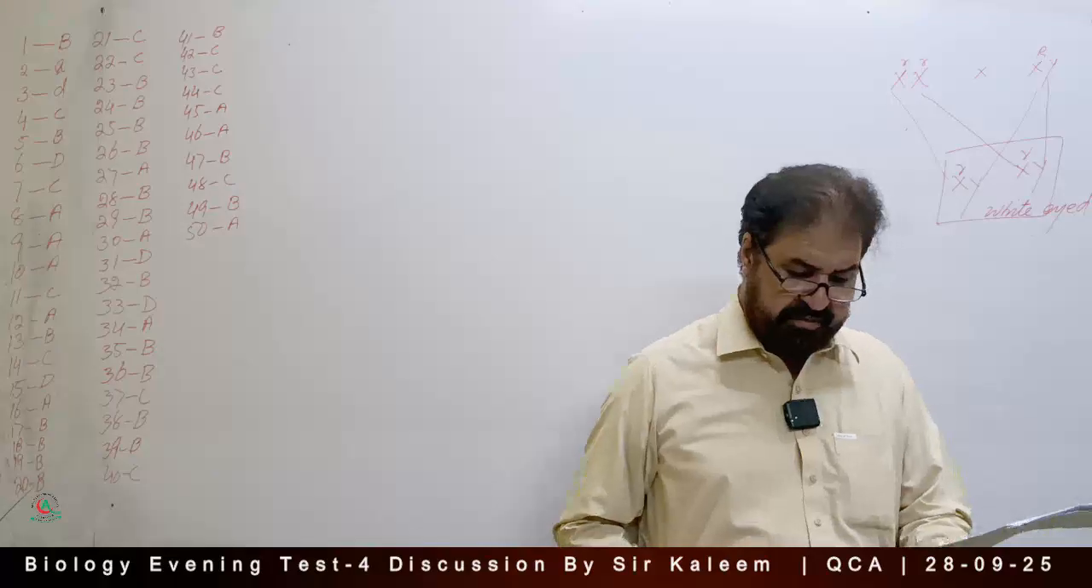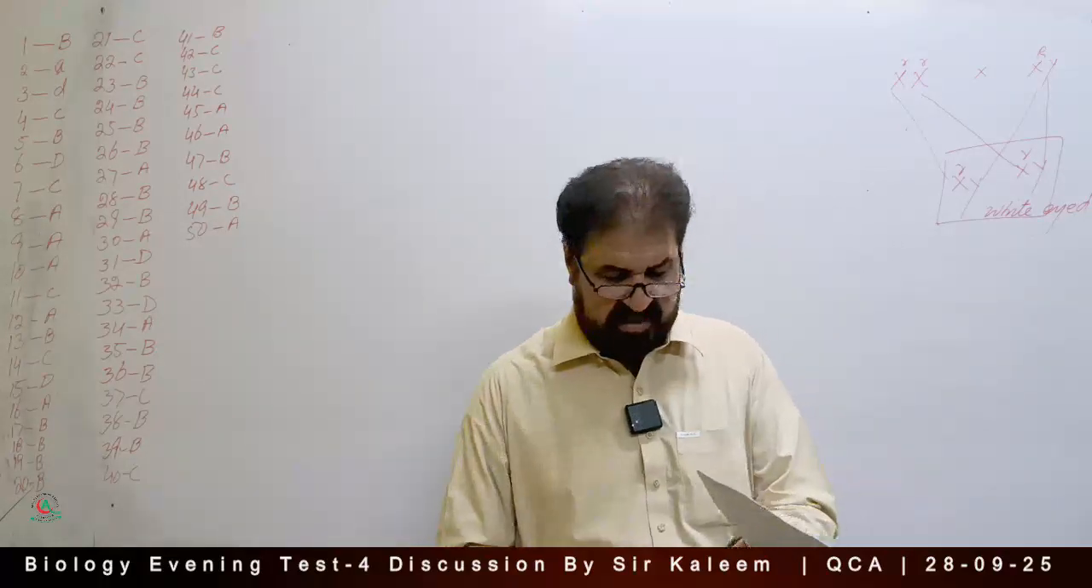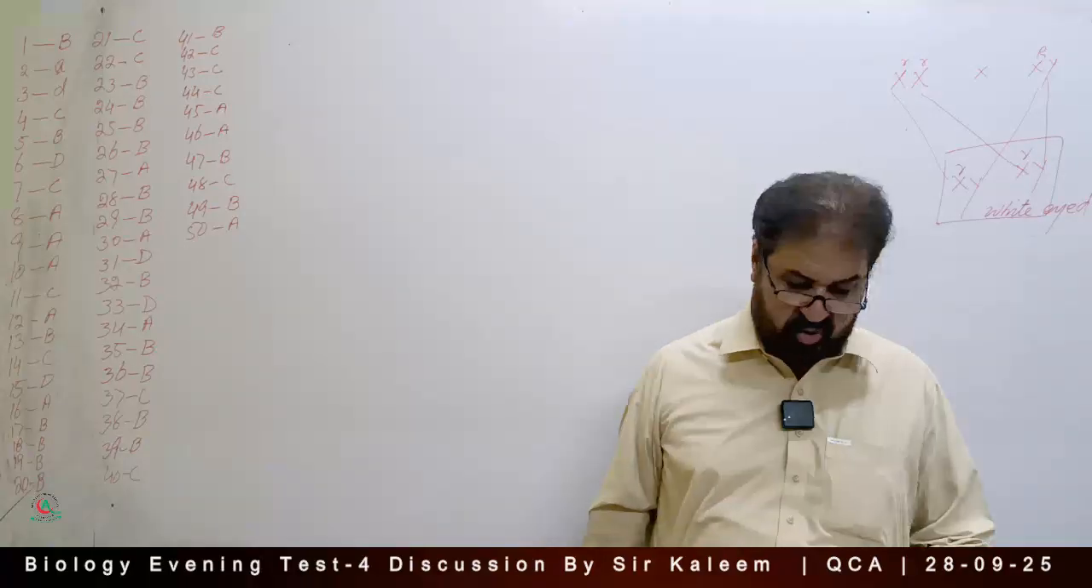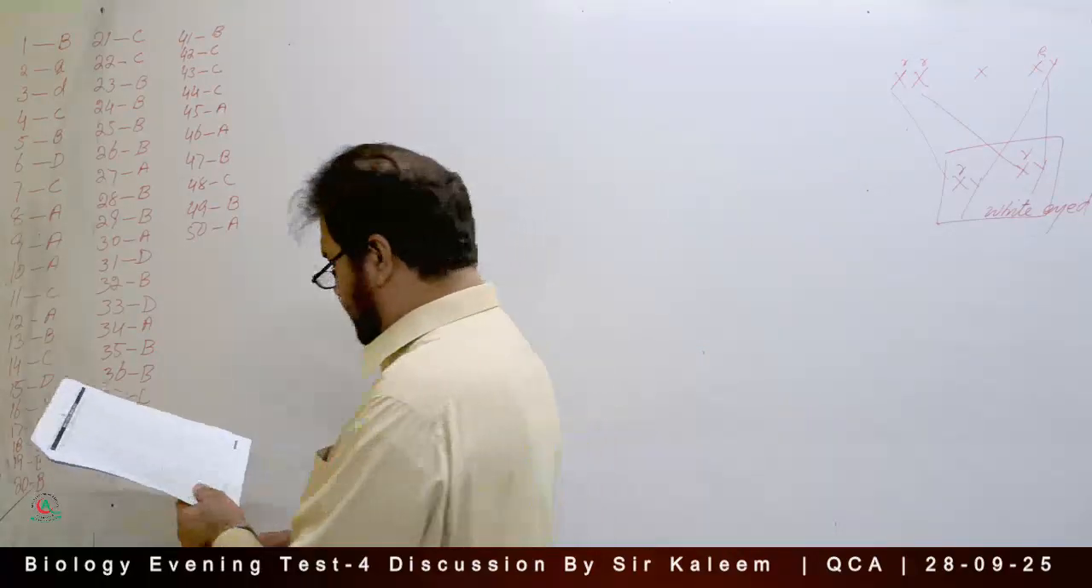Question number 51. Linkage reduces the chances of independent assortment of alleles. So option first is correct.